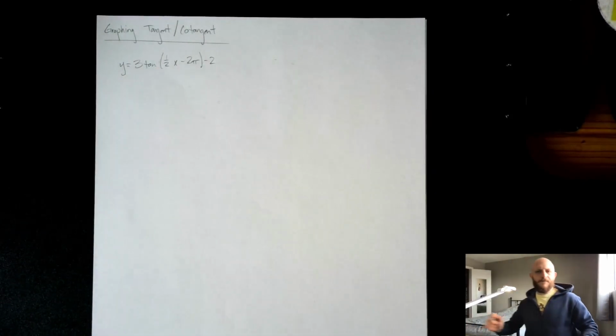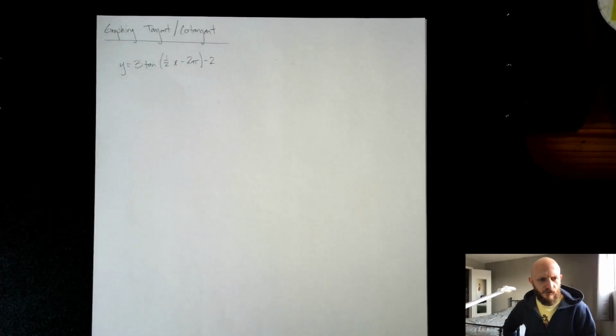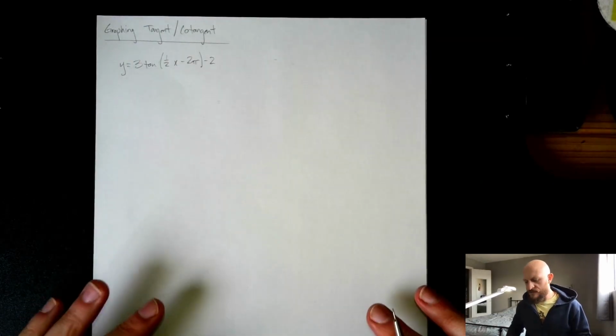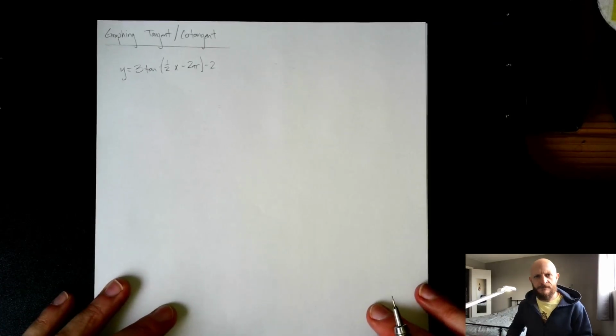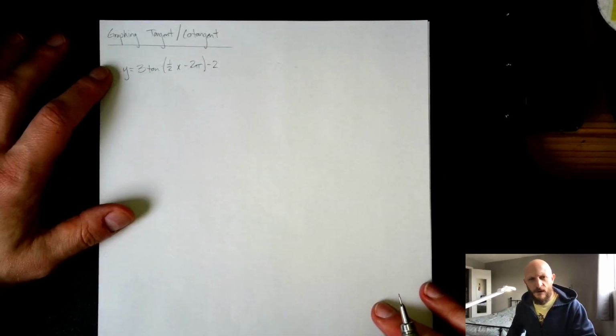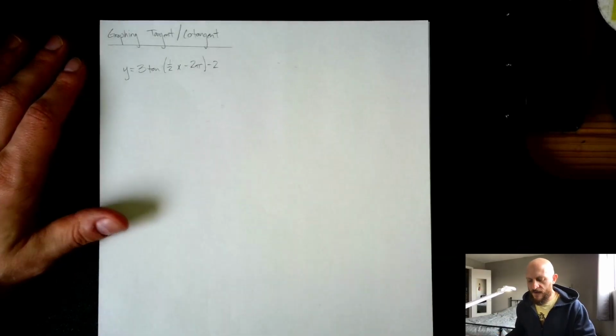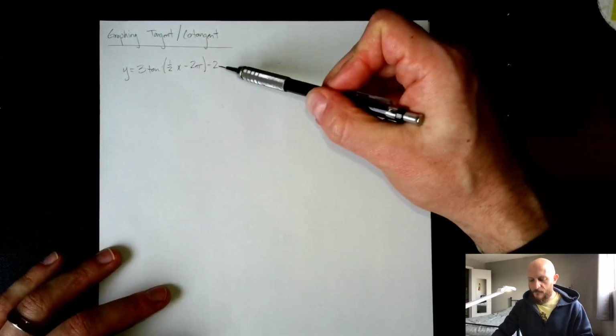Alright, yeah, so let's try graphing some tangent and cotangent equations, making the graphs given an equation. So the equation that I have is y equals 3 tangent (1/2 x minus 2 pi) minus 2.